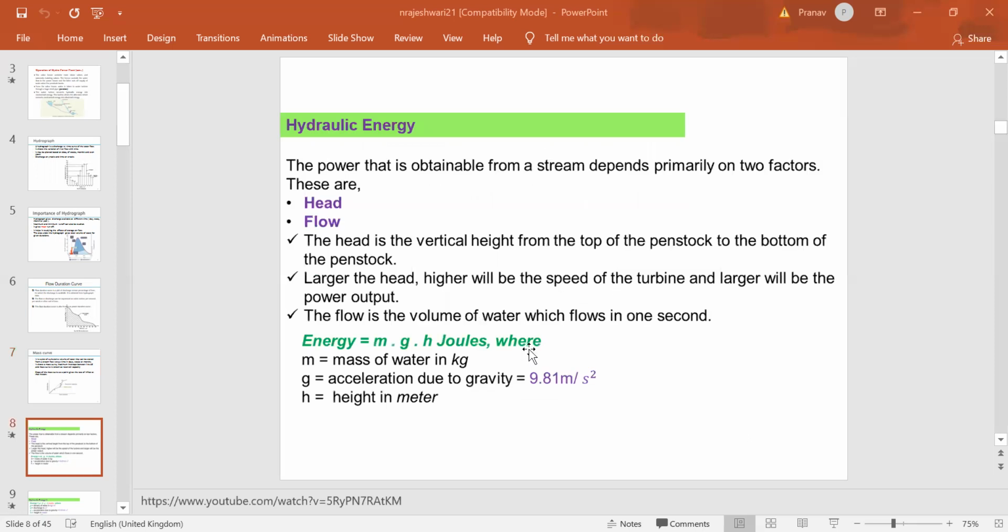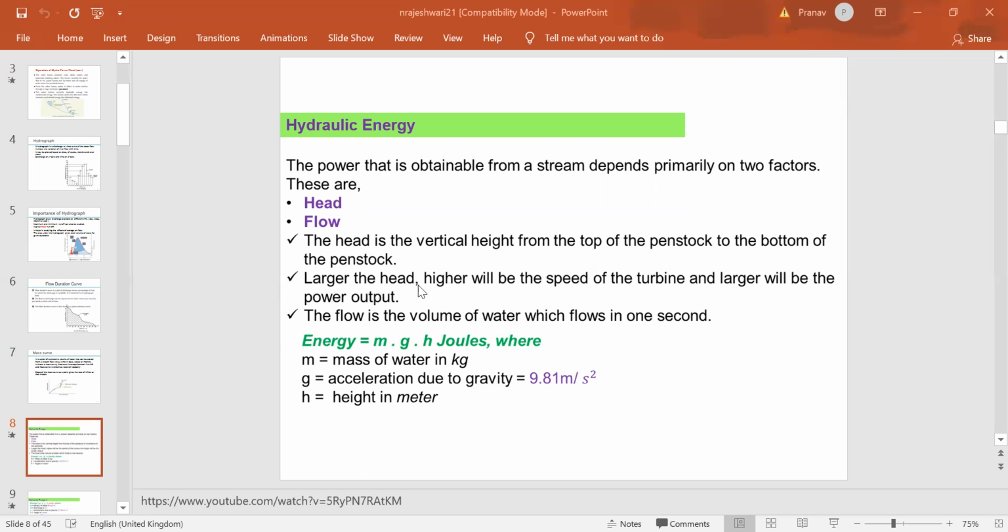Coming to the hydraulic energy. The power that is obtainable from a stream depends primarily on two factors. These are head and flow. One is head and another one is flow. In the first one, the head is the vertical height from the top of the penstock to the bottom of the penstock.